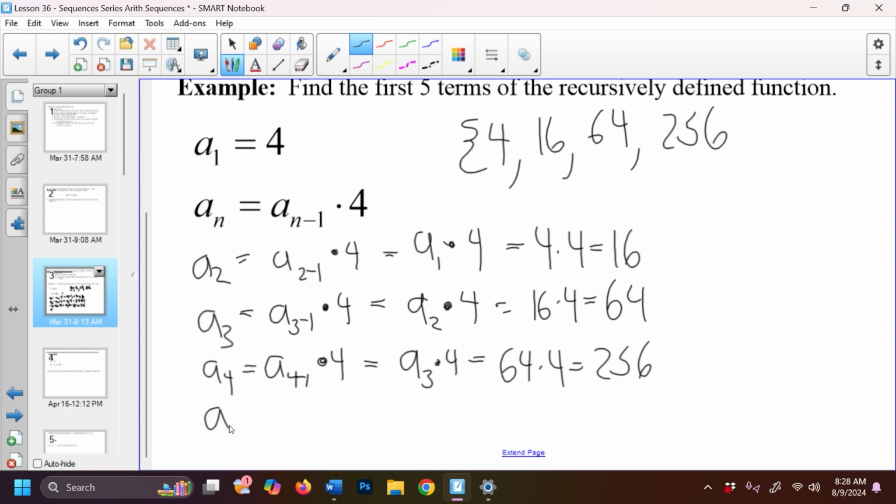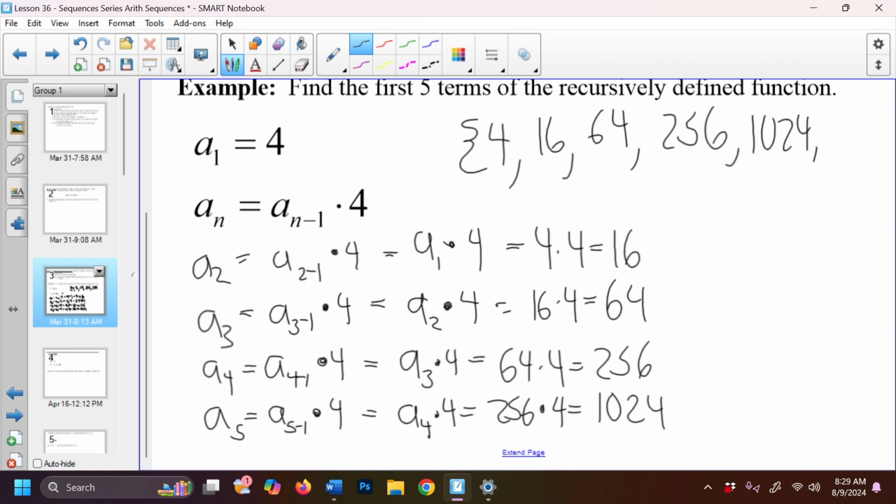And the last term, a sub 5, would be a sub 5 minus 1 times 4, which is a sub 4 times 4, which is 256 times 4, which is 1024. And that is our set of the first 5 terms. Now, here's the thing. If you guys see the pattern, you don't have to write all these out.